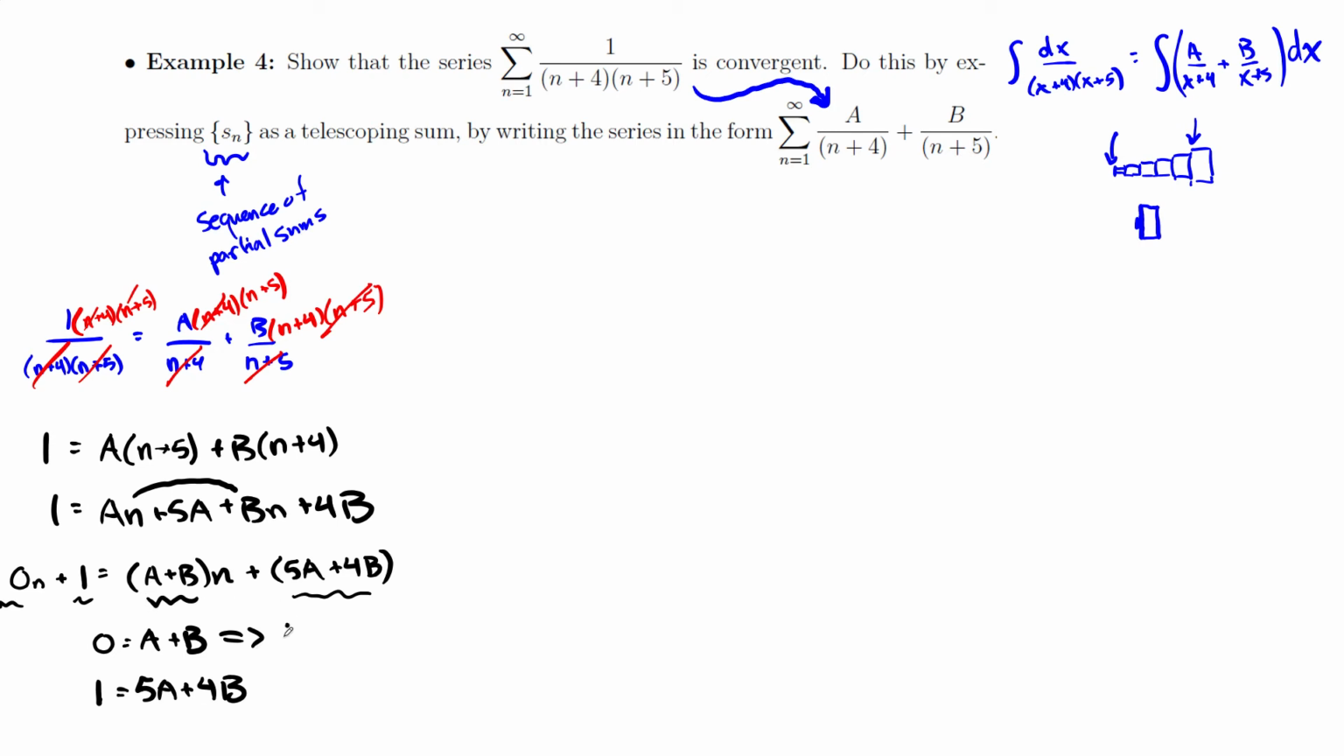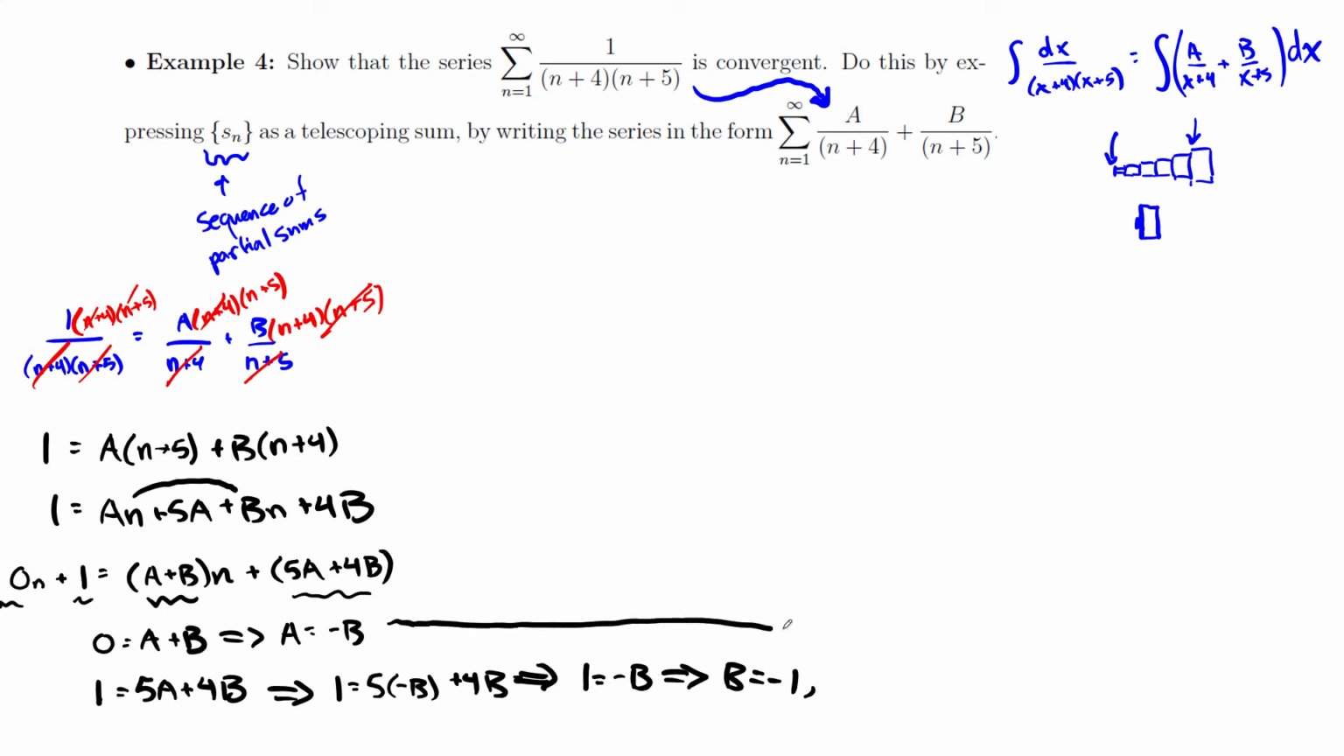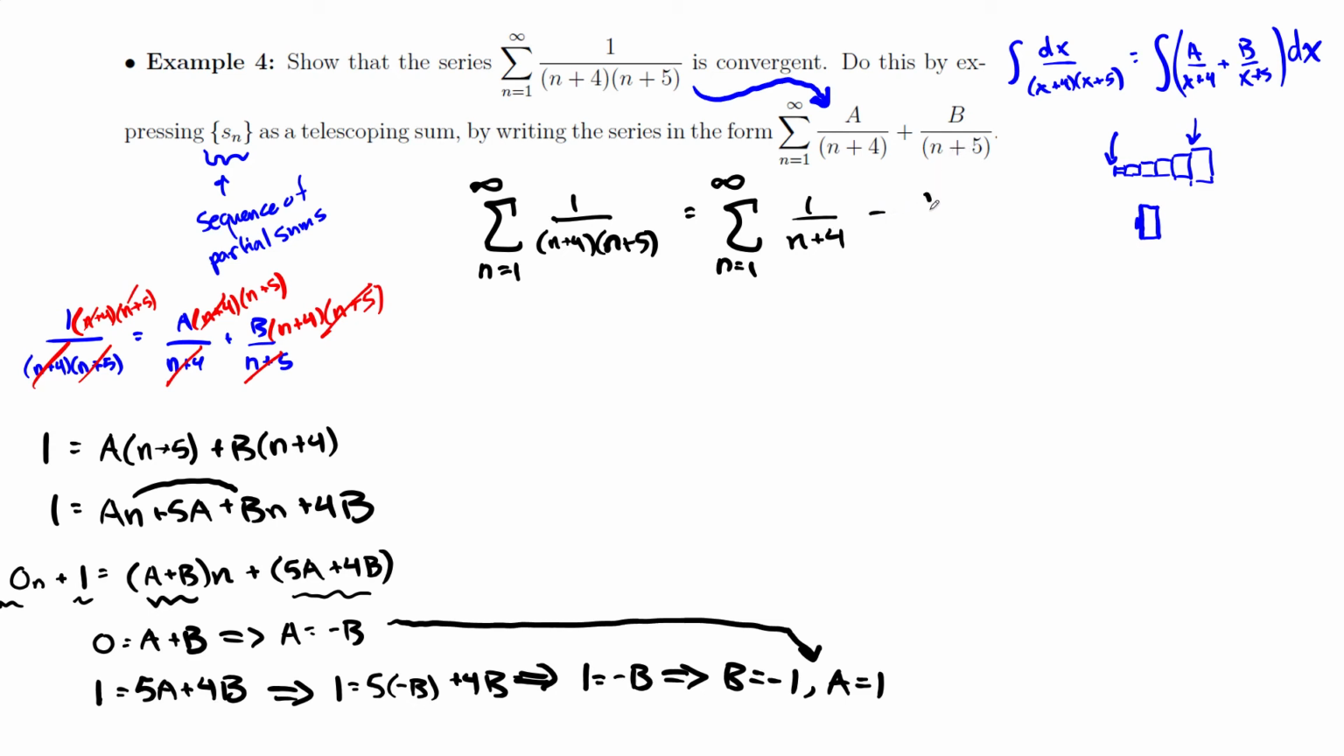So if A plus B equals 0, that means A equals negative B, right? And so then that means down here I can make a substitution. So this will be 1 equals 5 times negative B plus 4B, which is negative 5 plus 4. So that'll be 1 equals negative B, so that means B equals negative 1, right? And so therefore, because of this, A must equal 1. So what that means is that this sum here, 1 over n plus 4 times n plus 5, can be written as 1 over n plus 4, and then since B is negative 1, let's say minus 1 over n plus 5.